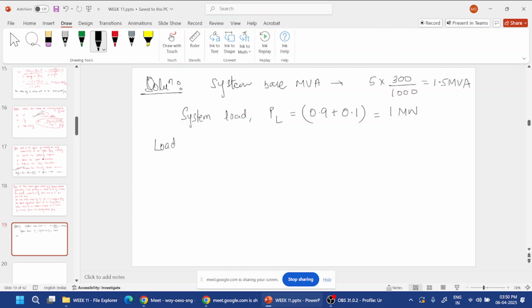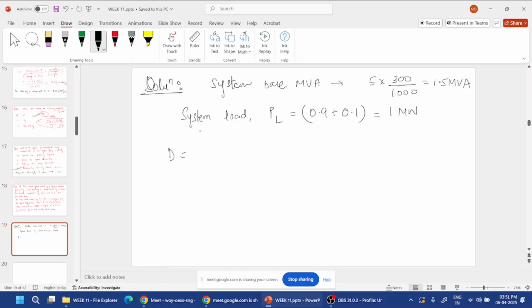Then comes the load damping parameter, D, equal to 5 into 1.0 divided by 1 into 50. This is the load damping parameter, which is also known as the frequency sensitivity. So how do we calculate D? We know the steps.